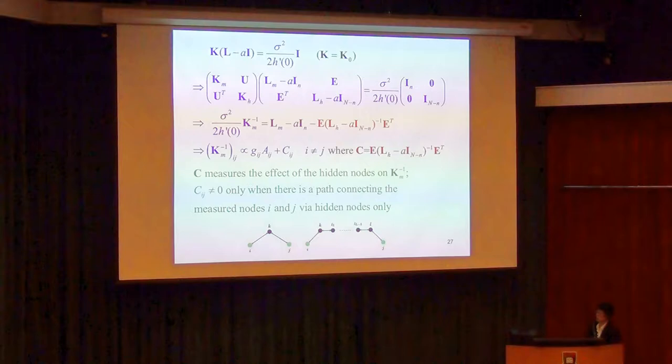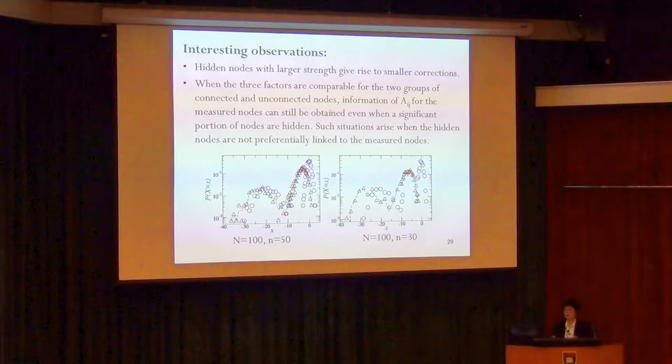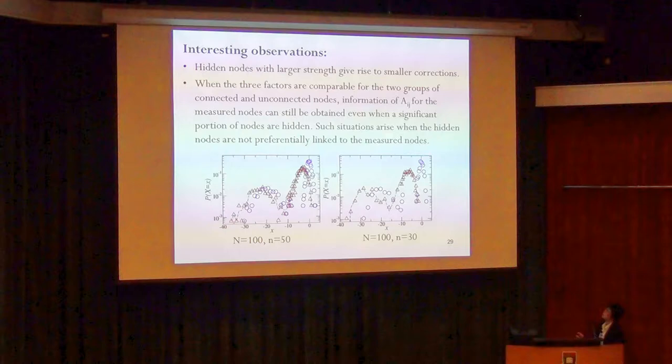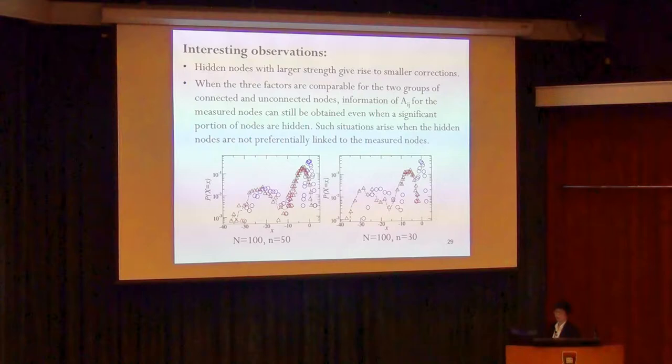So basically, this is what I'm going to tell you. If these three factors are comparable for two groups of either connected or unconnected measure nodes, then although there's a correction there, because we want to separate the two groups, and they just shift the same amount, it does not affect the separation. So basically, this is what I'm showing you here. If the hidden nodes are randomly or unpreferentially linked to the measure nodes, although there are corrections due to the hidden nodes, they don't really affect the reconstruction result.